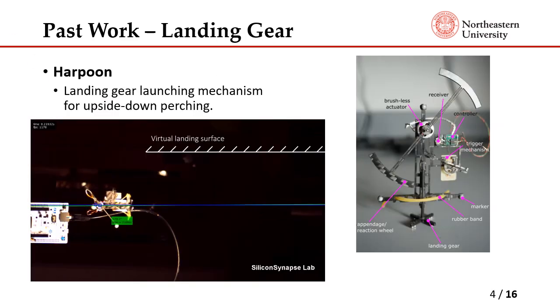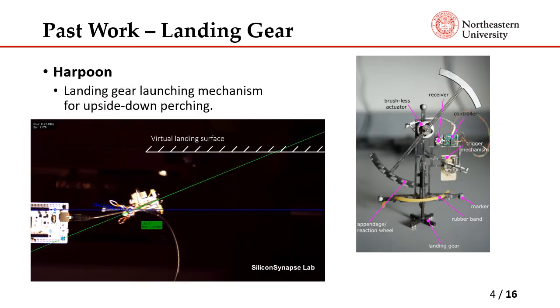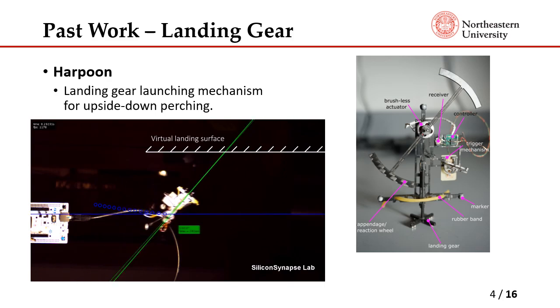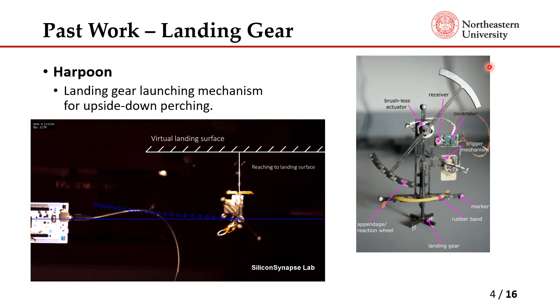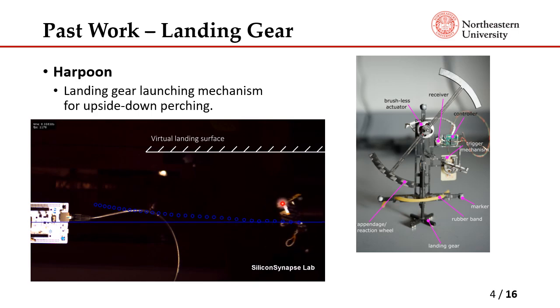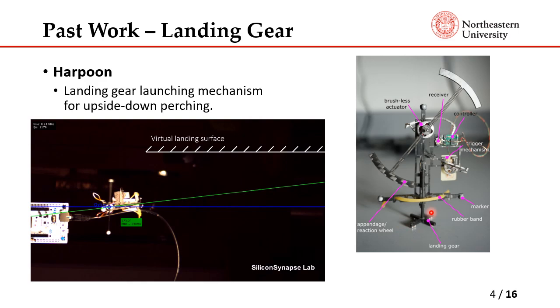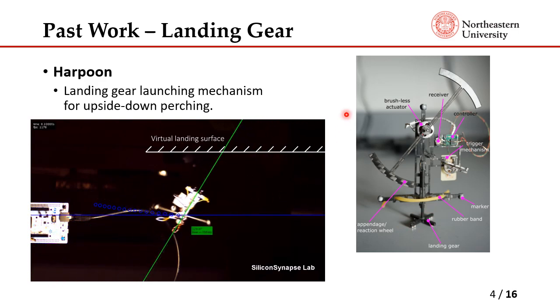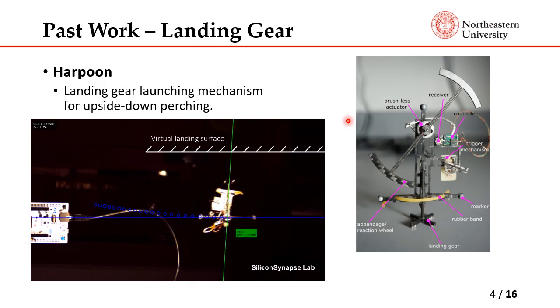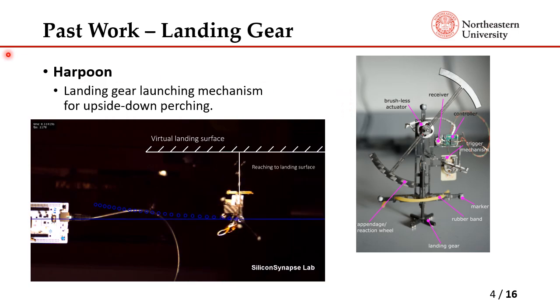Next is a quick overview of the past work related to upside down perching. We have developed this landing gear called Harpoon, which works using a reaction wheel to reorient the robot. Once the robot is oriented, it will launch this landing gear into the landing surface. This is what we're going to use in the real robot in order to achieve perching after the robot has turned upside down.